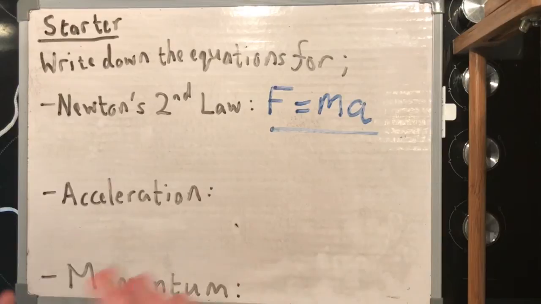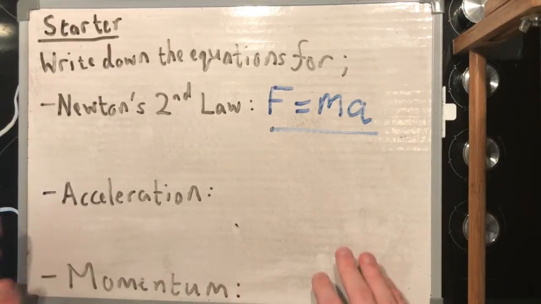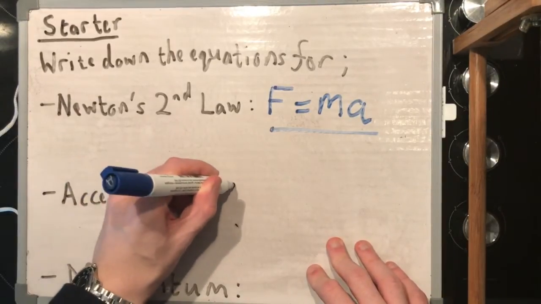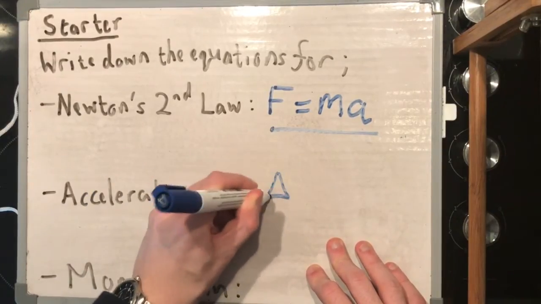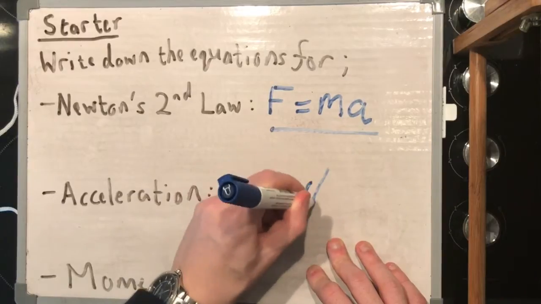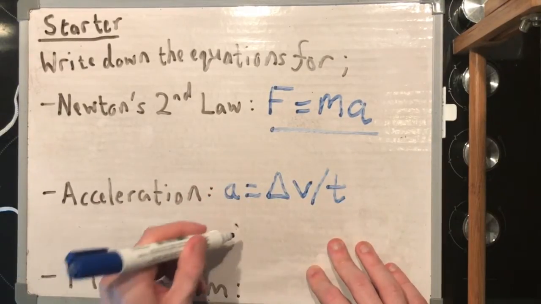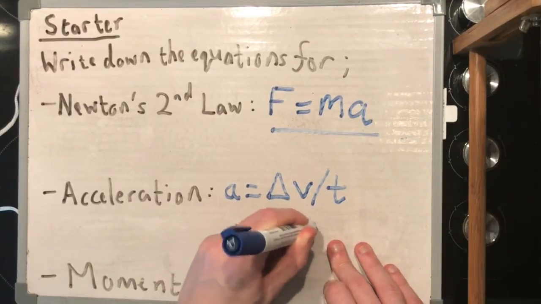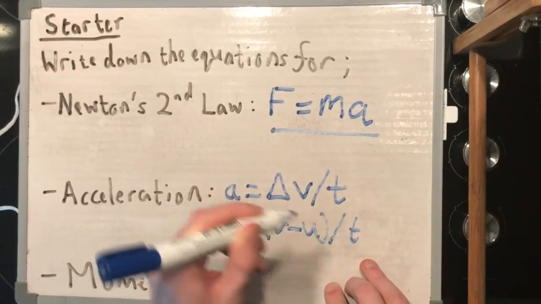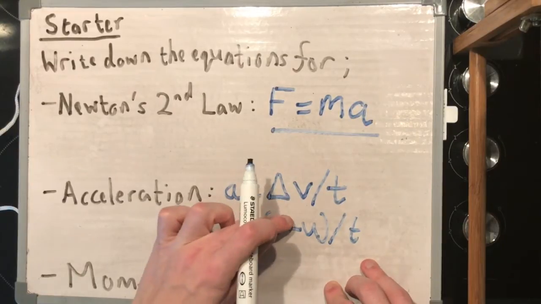Acceleration, as I said, there's a couple of ways you could have written this down. So we're going to write it down both ways. So acceleration a is equal to delta v over t, and it is also equal to v minus u over t. They both mean the same thing.